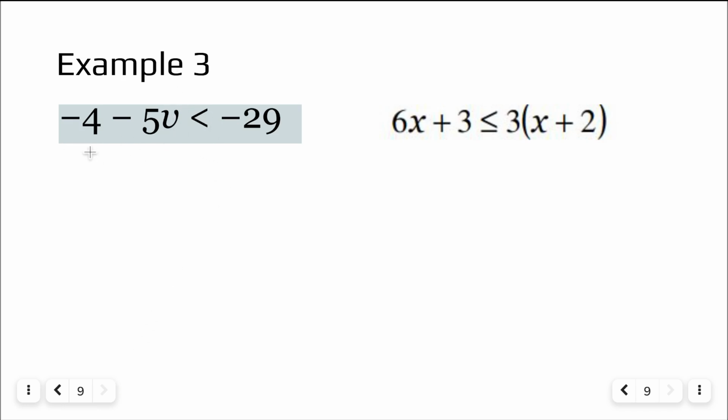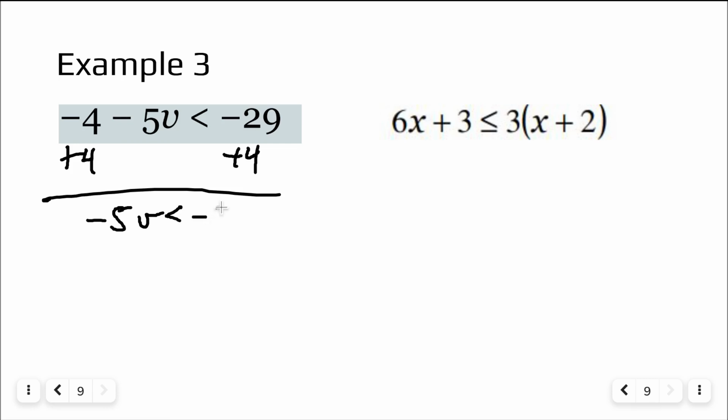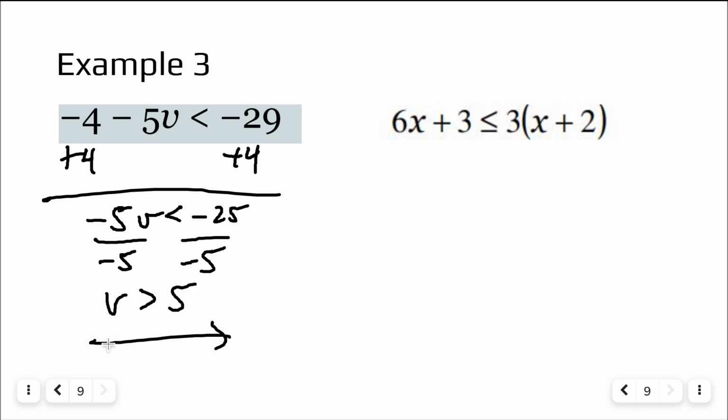So I'm going to try to get v alone. I'm going to add 4 on both sides. So we have -5v is less than -25. Signs are different. Subtract the numbers. Keep the sign of the higher number. Divide both sides by -5. Again, I divided both sides by the same negative. This sign gets reversed. V is greater than 5. I'll put 0 down. I'll put 5 down. Put an open circle on the 5 and draw to the right.